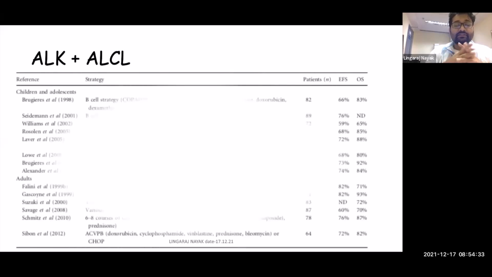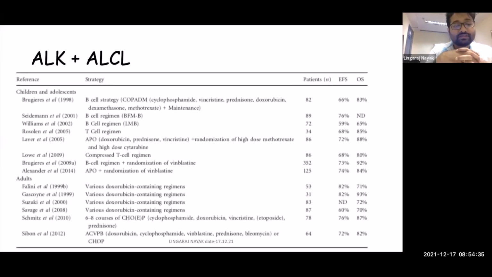And these are the different kinds of regimens. These are all single arm, retrospective or case series, or very small data sets where the number of patients is very few. And you can see these are both in children and adults. People have used Burkitt kind of regimen, doxorubicin kind of regimen, CHOP, and you can see the outcomes are almost 50 to 60% in terms of event-free survival, and overall survival goes up to 80%.